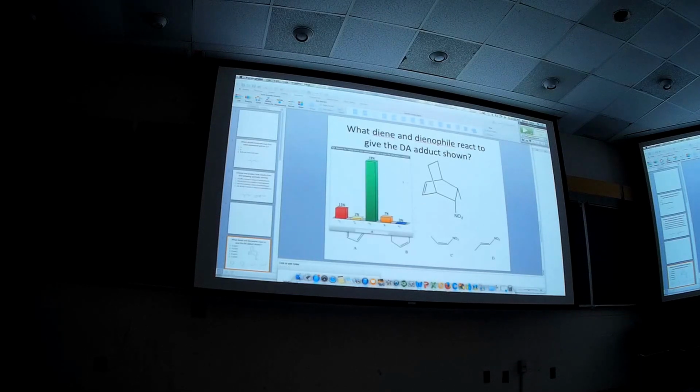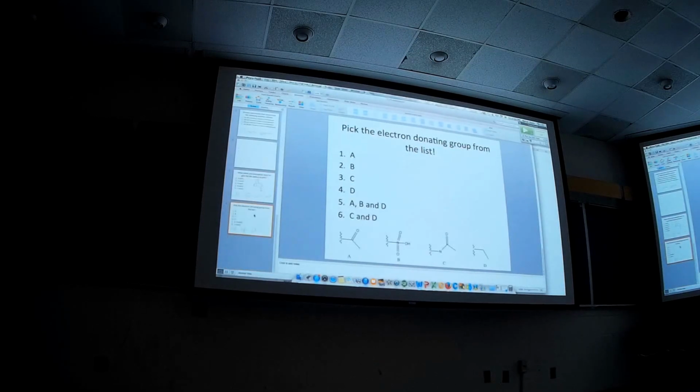Here we go. The answer is 3. 78% of you recognize the stereochemistry that is required and the diene that is used, because the bridge is actually a 2-carbon bridge. So great. Good job. If you have questions about that, you can ask after class. But usually if we're at 70 or higher, I'm not going to go over the question.